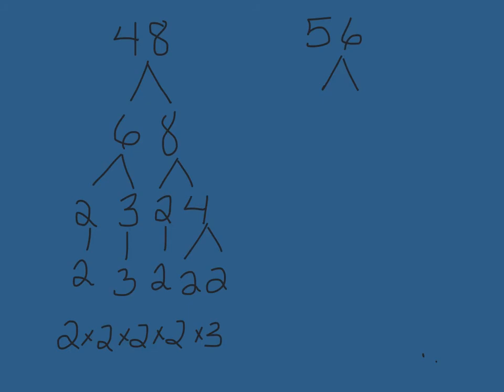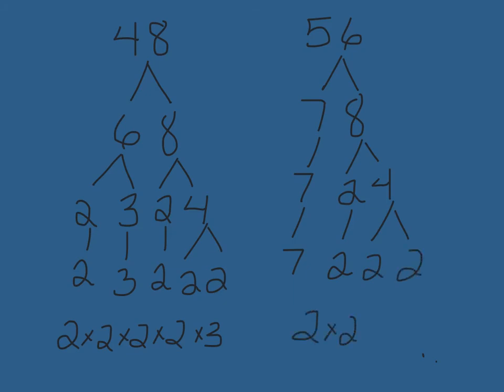the 56. So 7 times 8 equals 56. 7 is prime. 8 would be 2 times 4. I bring down my 7. I bring down my 2. And now 4 breaks up to 2 and 2. So now I rewrite this as 2 times 2 times 2 times 7.